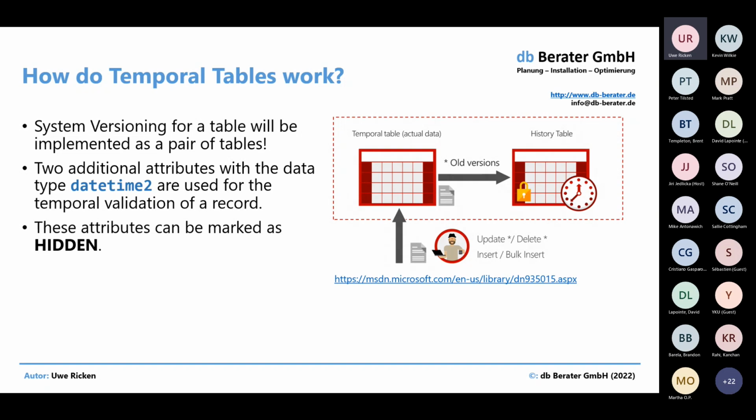So when you have a vendor-driven application with a database coming from the vendor, and you want to add temporal tables, you add these two required attributes, you mark them as hidden, and that's it. And then the application will run with no breaks.